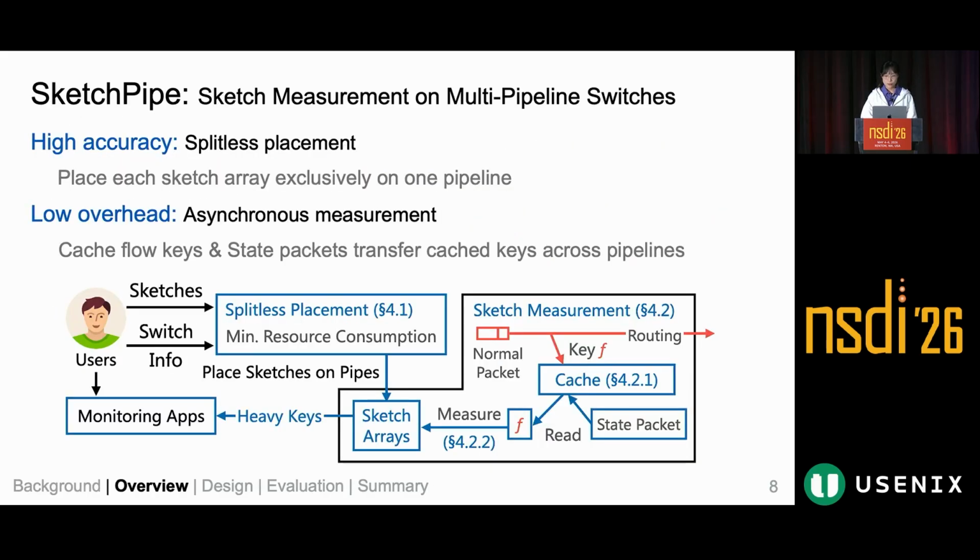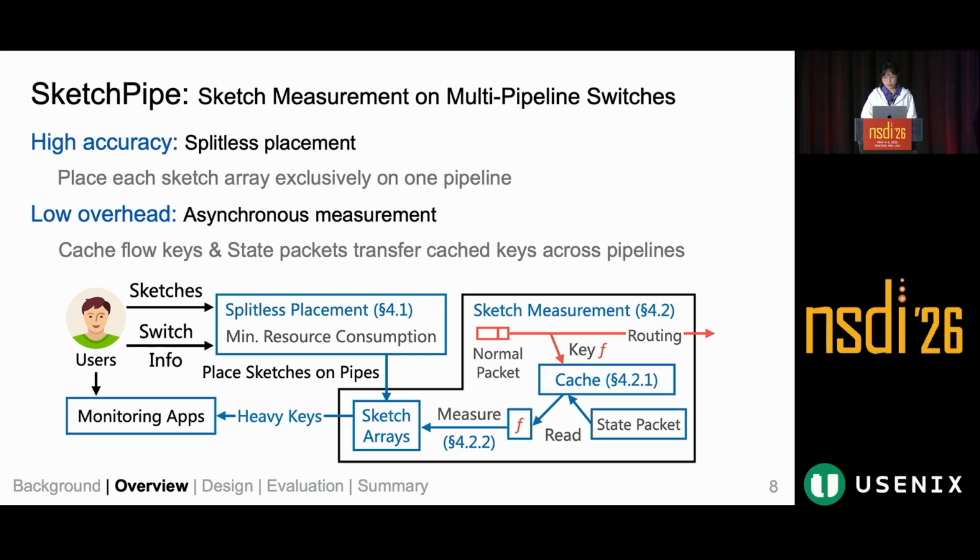To address this problem, we propose SketchPipe. The key idea is simple. SketchPipe does not split sketch arrays. Each array is placed exclusively on one compound pipeline, and we call this splitless sketch placement. This directly avoids redundant measurements and measurement imbalance.